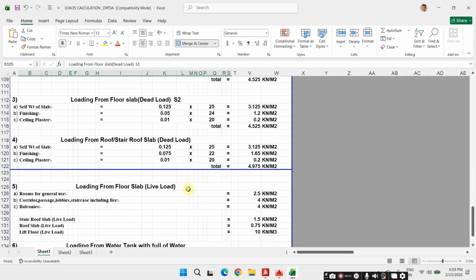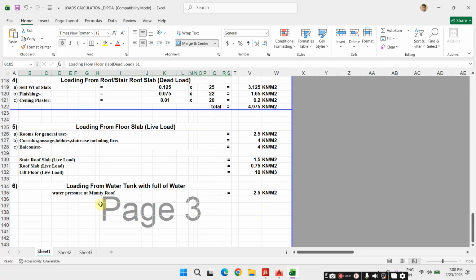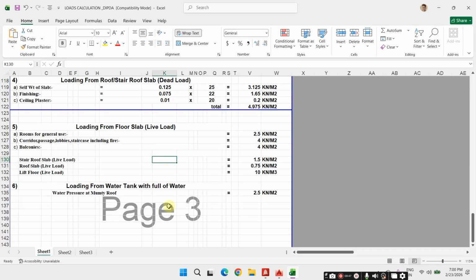Okay, and loading for live load: room 2.5, stair 1.575, and tank with full water 2.5 kN per meter square. Water pressure at mounted room.